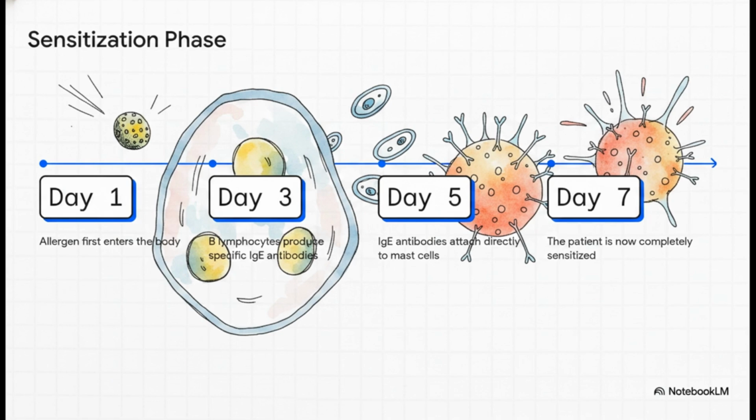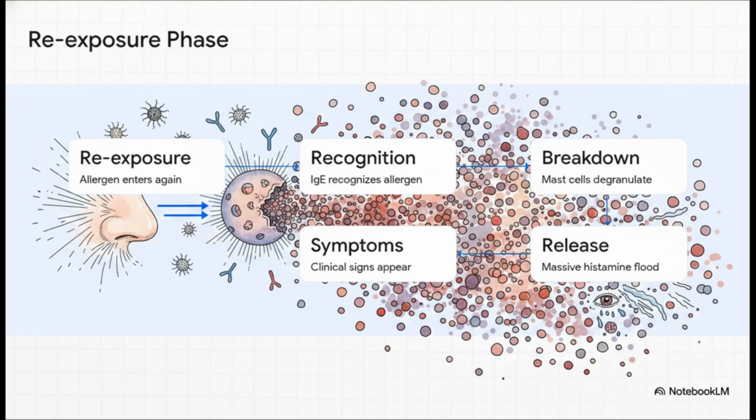The weapon is loaded. But contrast that with what happens next, the re-exposure phase. When that specific allergen enters the nasal cavity again, the IgE antibodies sitting on those mast cells instantly recognize it, and boom, this triggers an explosive reaction. The mast cells literally break down. They degranulate, resulting in a massive, overwhelming release of histamine and other inflammatory chemicals. It is precisely at this moment, right after degranulation, that the clinical symptoms violently appear.